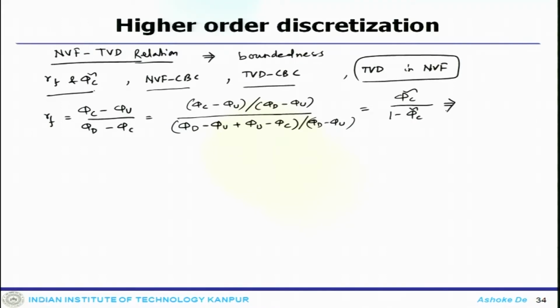So, that essentially provides phi c tilde equals RF by 1 plus RF. So, that is the relationship that one can obtain between phi c tilde and RF. Now, using this information of linear scheme, one can compare in two different frameworks.